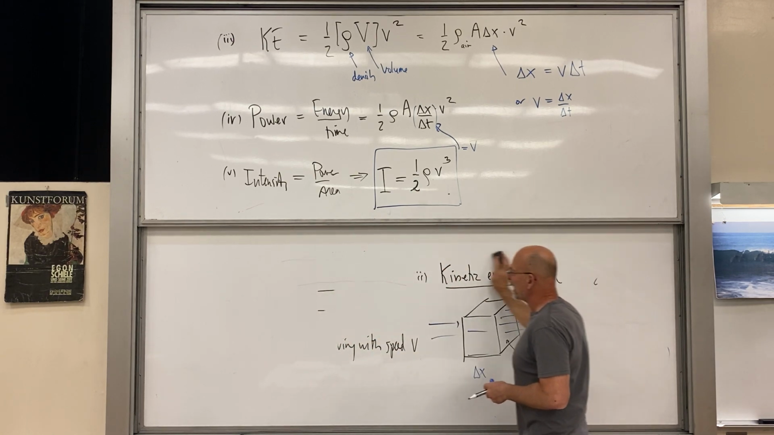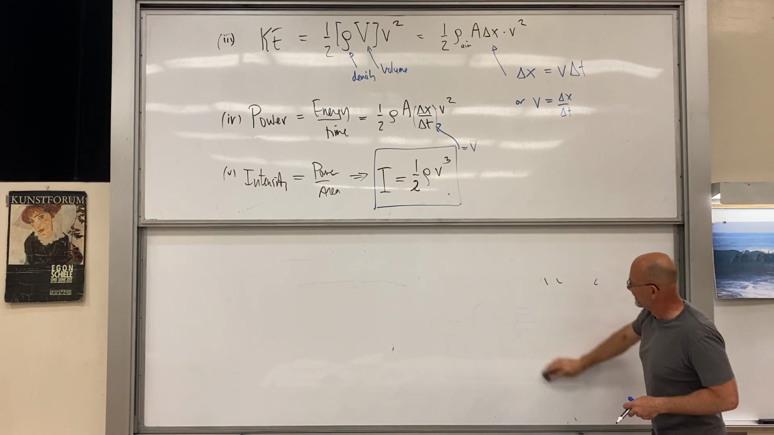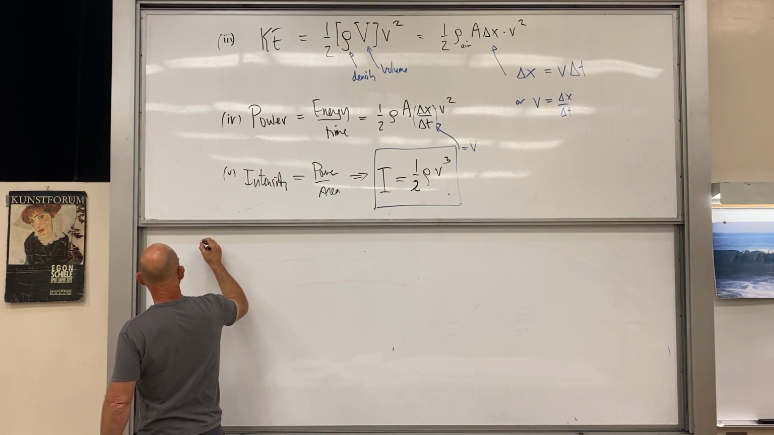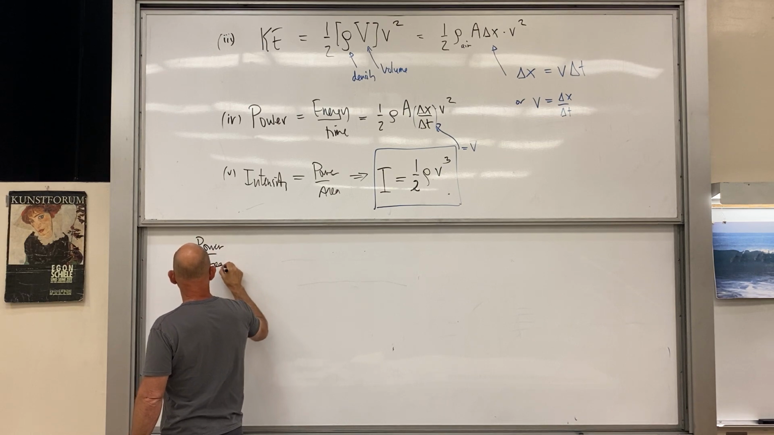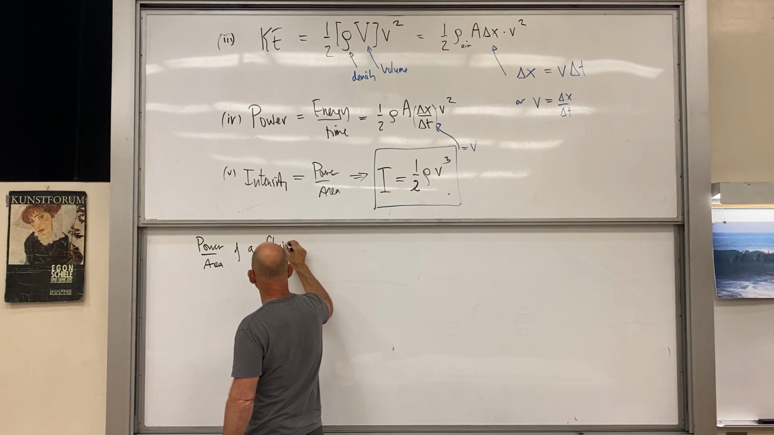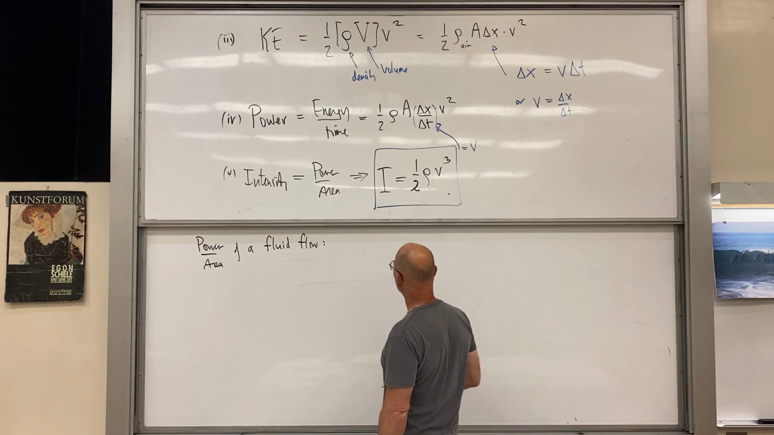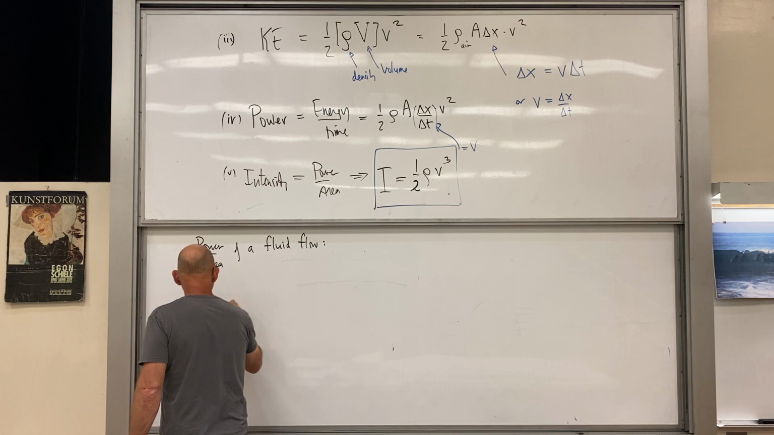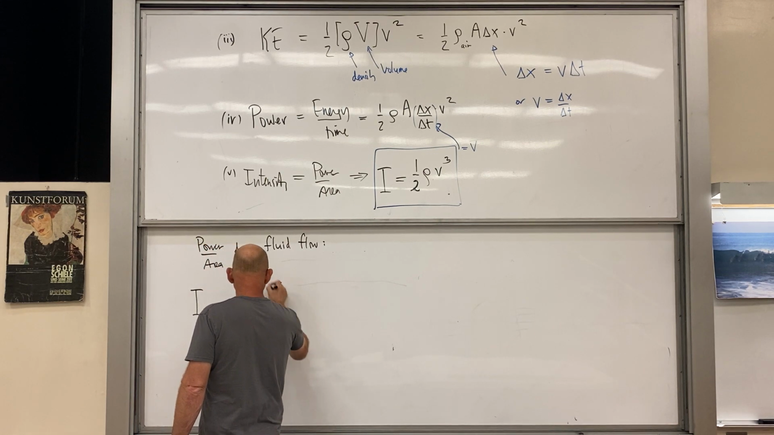Now that we have it, let's go ahead and write it down, and write down everything that we need to know about it. Power per area of a fluid flow. That's really what this is. Power per area of fluid flow. I, the intensity, is equal to 1/2 density times V cubed.